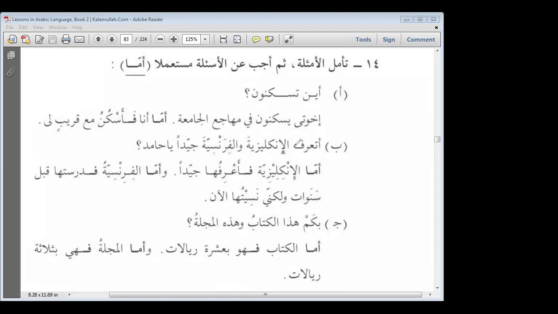Ata'rifu al-inkilīziyata wal-faransiyata jayyidan, yā Hāmid? Ammā al-inkilīziyatu fa a'rifuhā jayyidan. So you see here the amma, and you have the fa. As for English, so, or therefore, or then, I know it well.